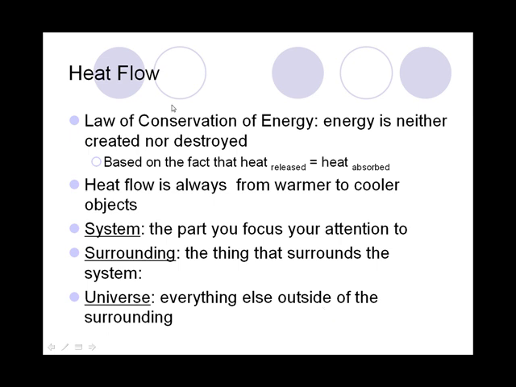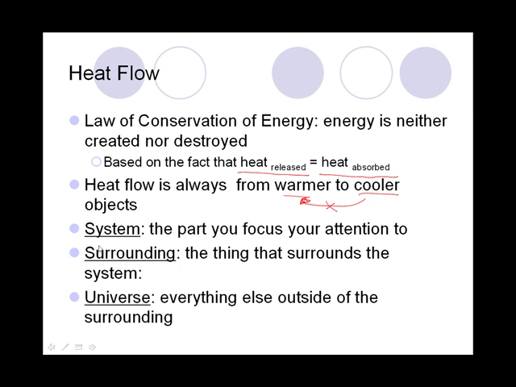So the heat flow is based on the law of conservation of energy, which states that energy cannot be destroyed or created. So it has to be that heat only transfers from one thing to another. In other words, the heat released always equals the amount of heat absorbed. So we don't gain any more than what was released, and we don't absorb more than the amount of heat that was released. Heat flows always from the warmer to the cooler.